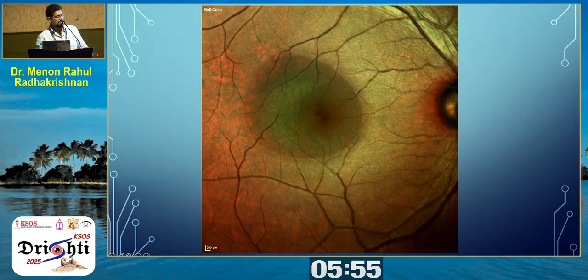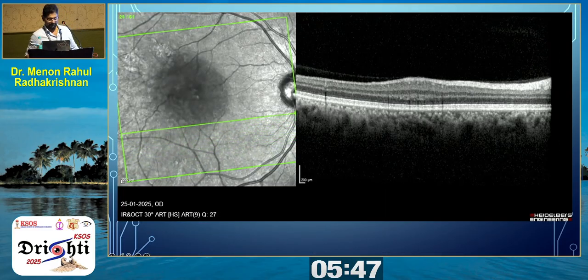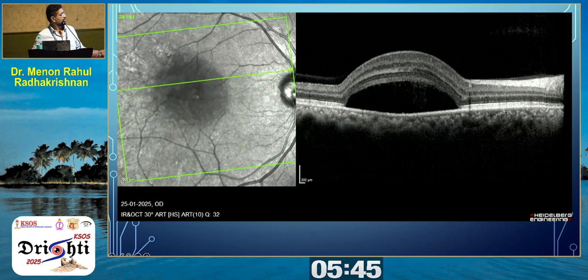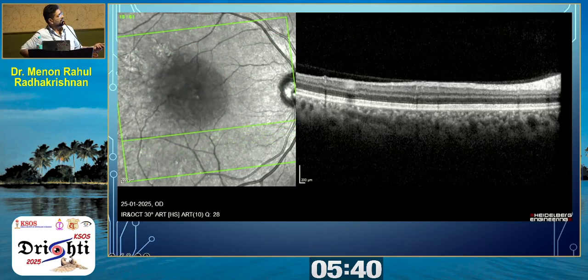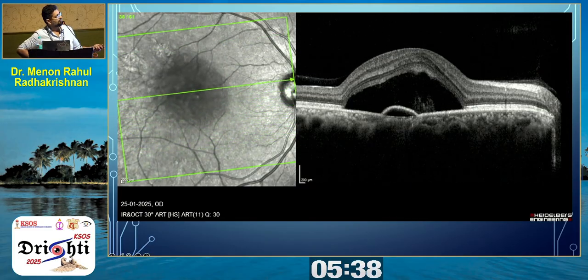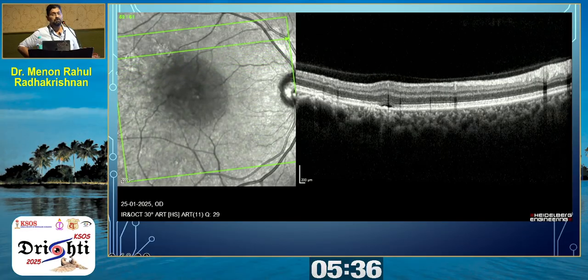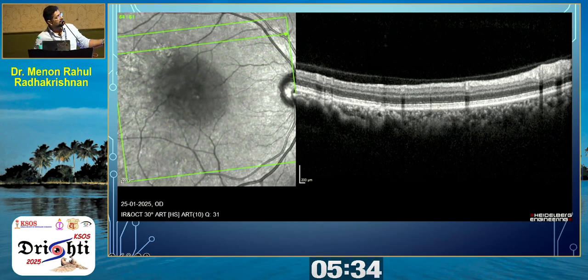Now, another case where you see subretinal fluid, a fluid in the macula. As you run the OCT, you can see the serous PED here, and you could see some amount of trace of fibrin there. And the choroid is thickened. So this is a case of central serous retinopathy.